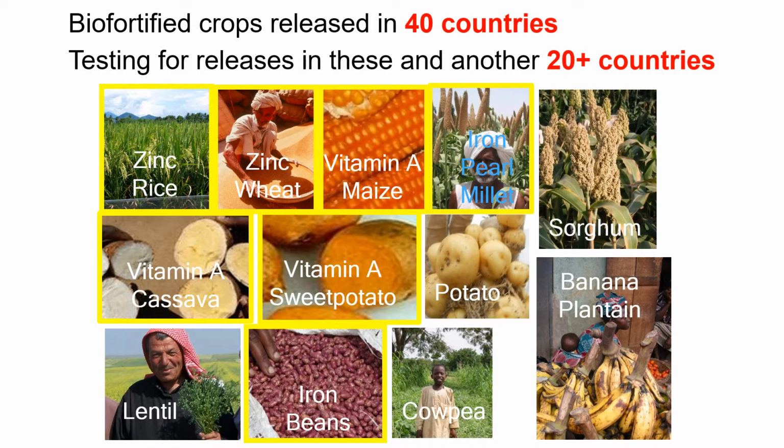Several types of biofortified crops are now released in 40 countries and grown by at least 10 million farm households. Some of these crops have more zinc, some have more iron, some have more vitamin A. We now are striving to make the numbers of producers and consumers of biofortified crops much higher, in the hundreds of millions.